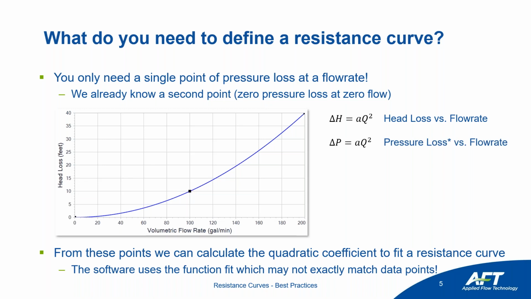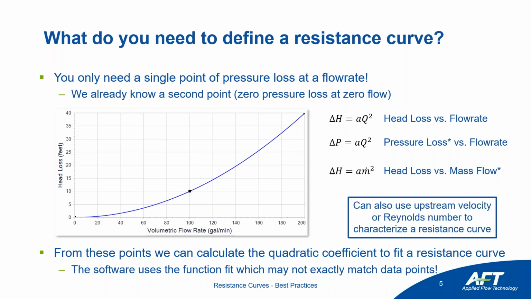We can enter it in as pressure loss versus flow rate. We can also use mass flow. And we also have other options to define it in terms of upstream velocity or Reynolds number to characterize that resistance curve. So rather than volumetric flow rate, we could use mass flow, velocity, Reynolds number, and then instead of head, we could also use pressure. However, those two have the caveat that the resistance curve that you would specify is valid only for the fluid that you measured that data for.